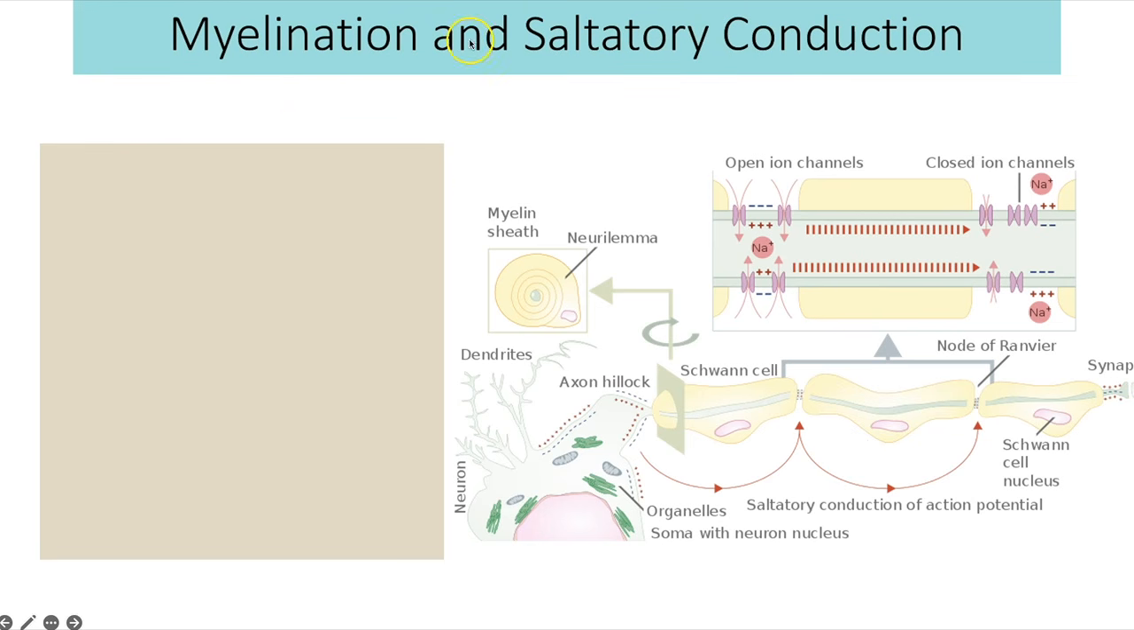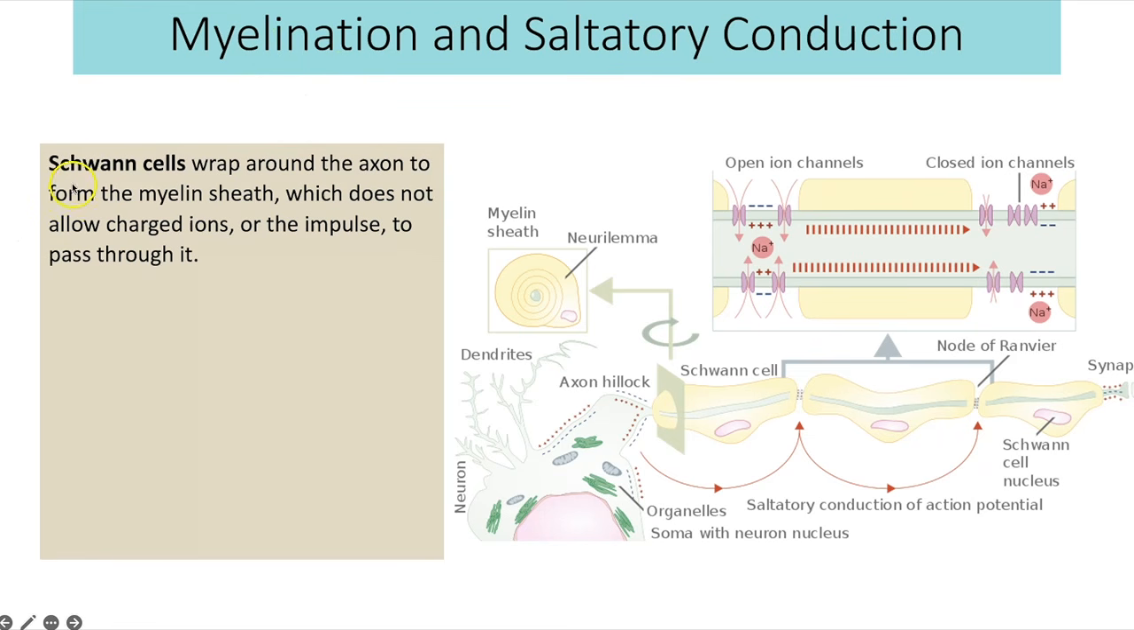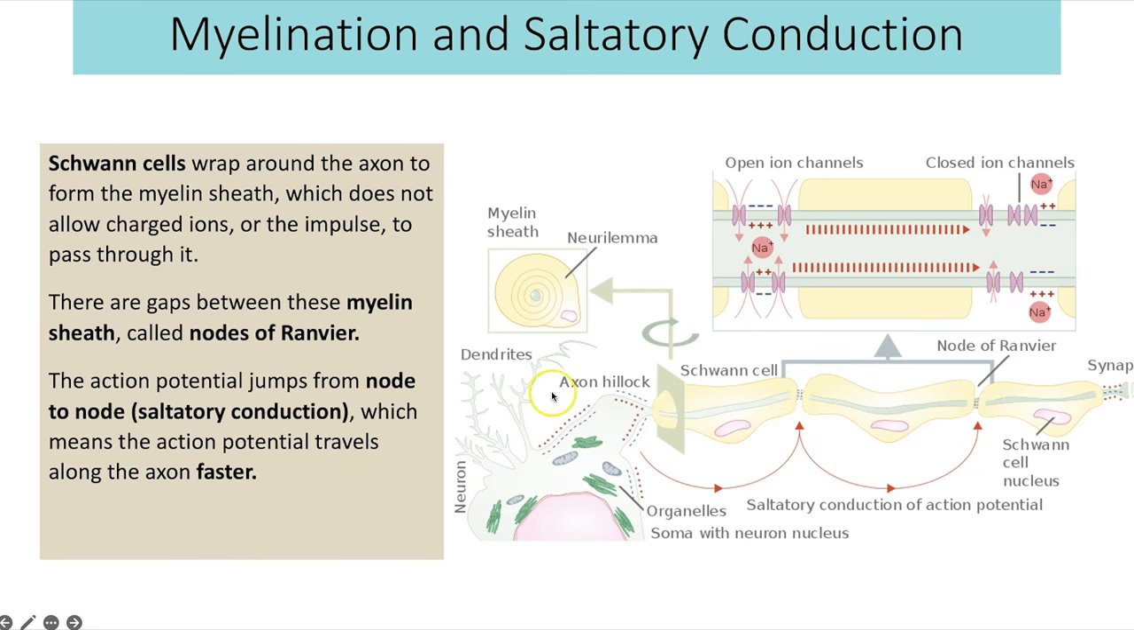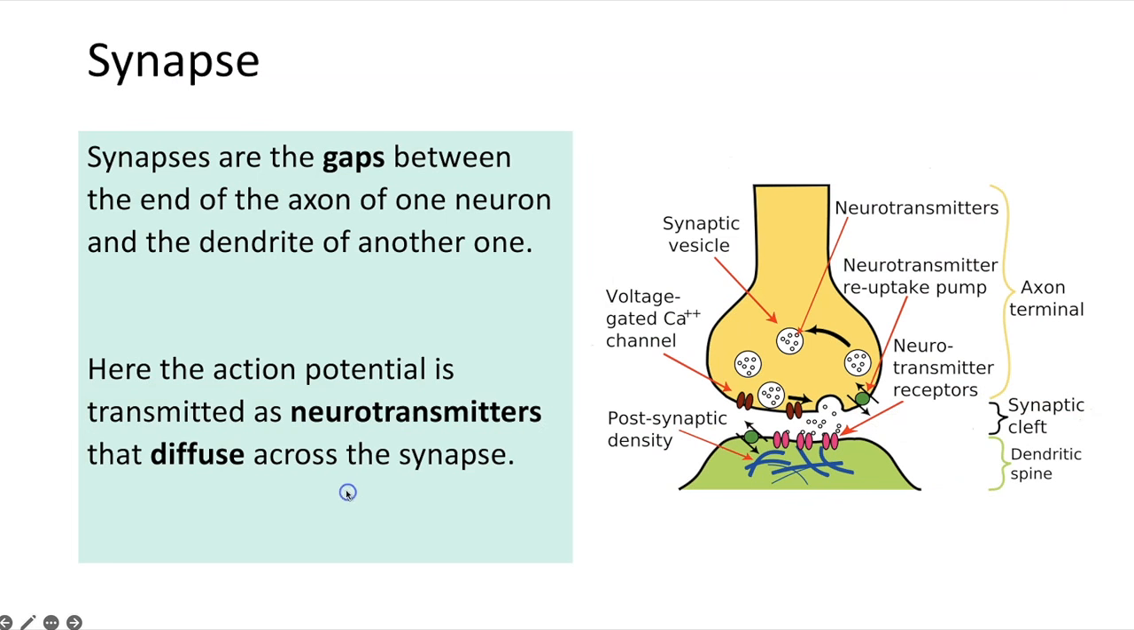So how you can then speed up these impulses, one way is the Schwann cells, which we briefly talked about. Schwann cells wrap around the axon to form the myelin sheath, which does not allow the charged ions, those sodium ions and potassium ions, to pass through, going in and out of the axon. There are those gaps, which are known as the node of Ranvier, though, and that results in the saltatory conduction, which is where that action potential jumps from node to node. And that means the action potential travels faster along the axon because you're not generating an action potential at every single position along the axon.